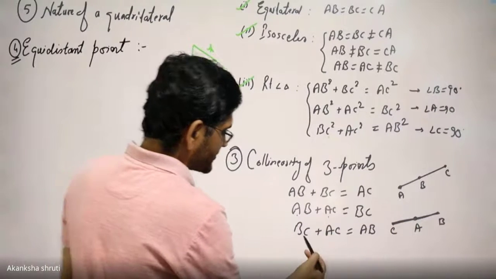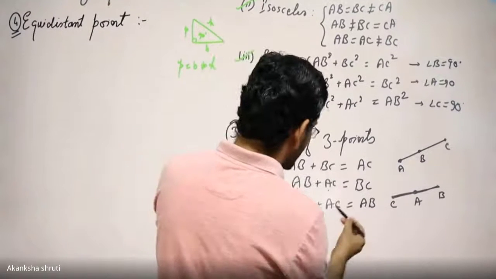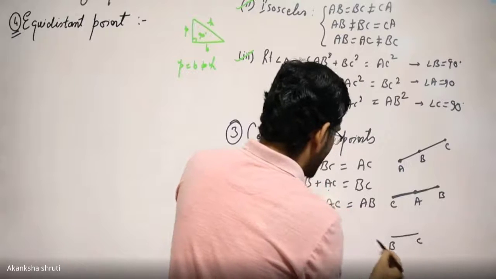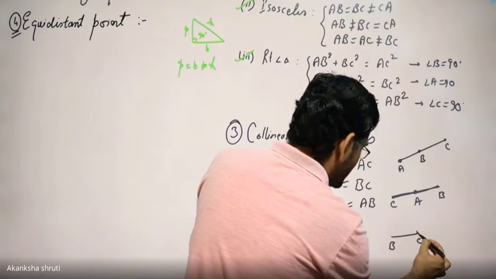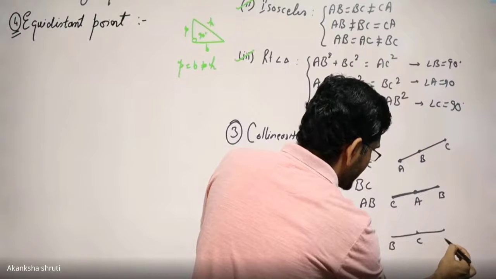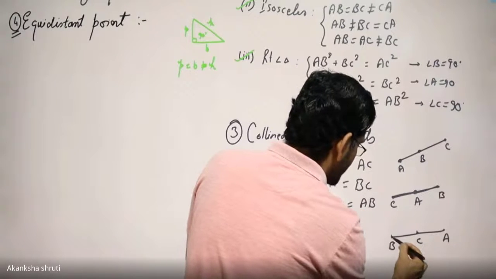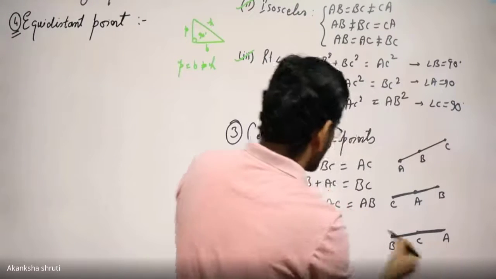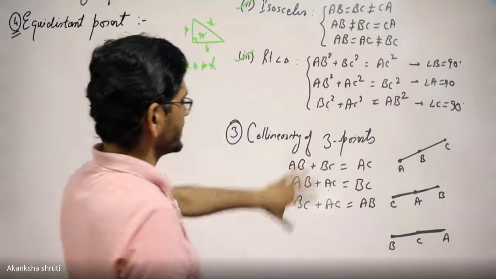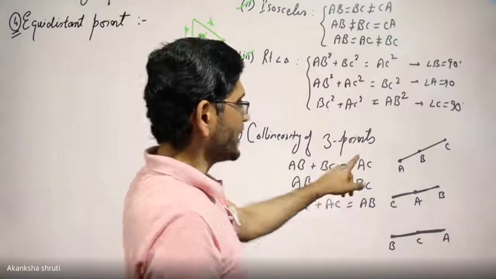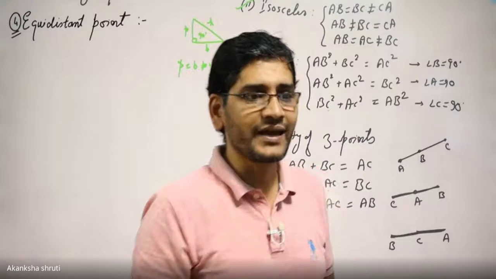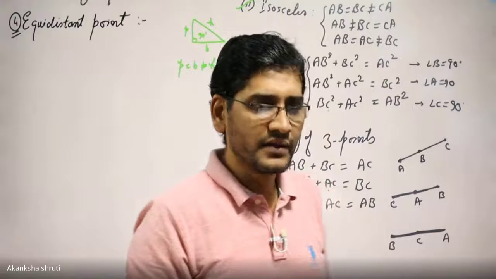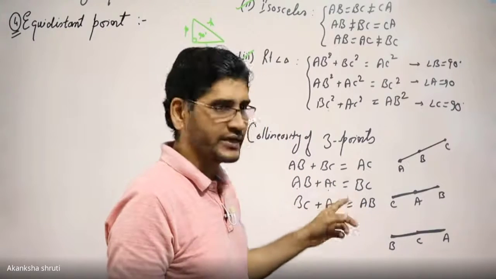Students, similarly, it may be possible that BC plus AC. So for this, it is our BC, and we may take this as BC, then AC. So C is common. We must have the point A somewhere here, so that BC plus CA is equal to AB. Okay, students, so this is the condition for collinearity. Students, this collinearity can also be checked by using the section formula or by using the area of the triangle. That section formula method for checking collinearity we will learn later.